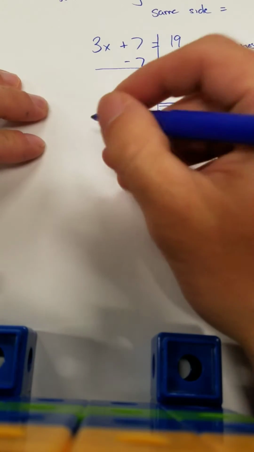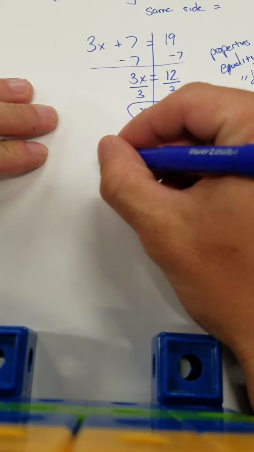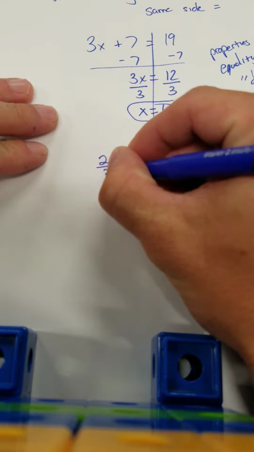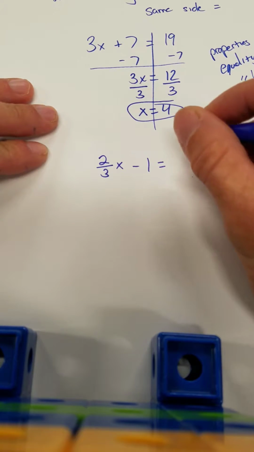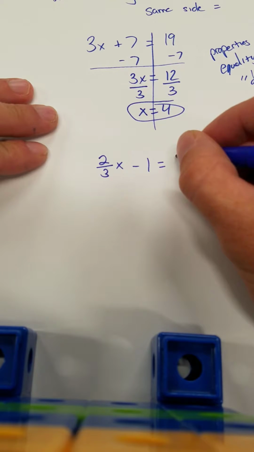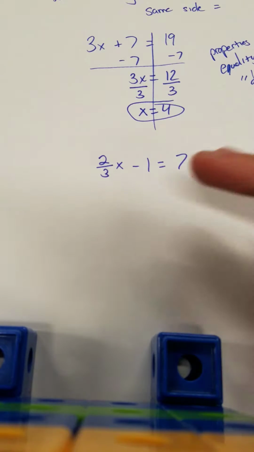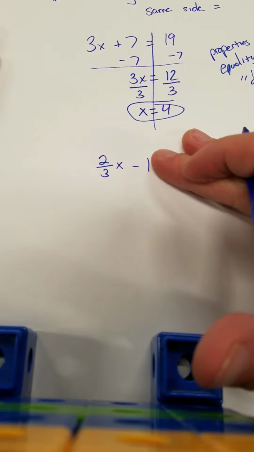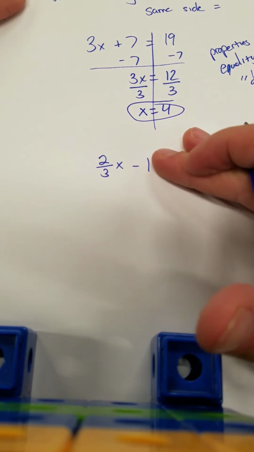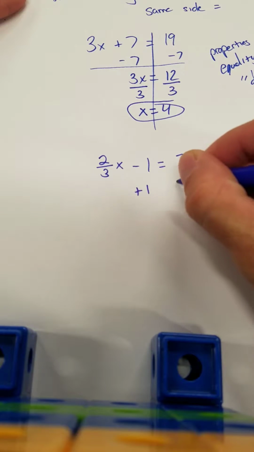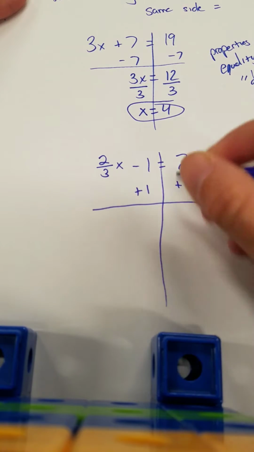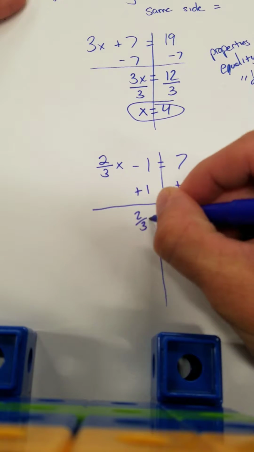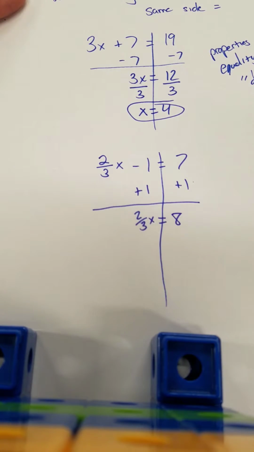Let's look at another equation. Let's say that we have 2/3 x minus 1 equals 7. Okay, so cover it up. Do the thing farthest away from x, so that's the 1. The opposite of subtracting 1 is adding 1. So now we have, I always draw a line to my equal sign, 2/3 x equals 8.